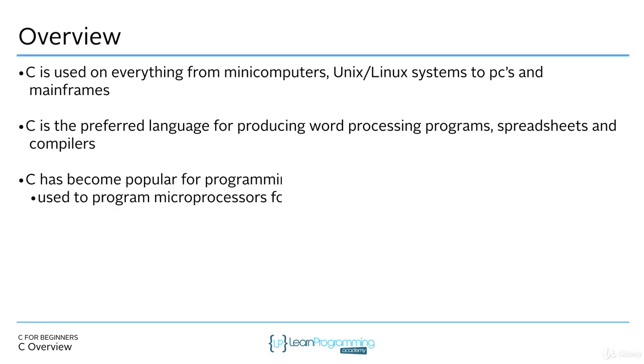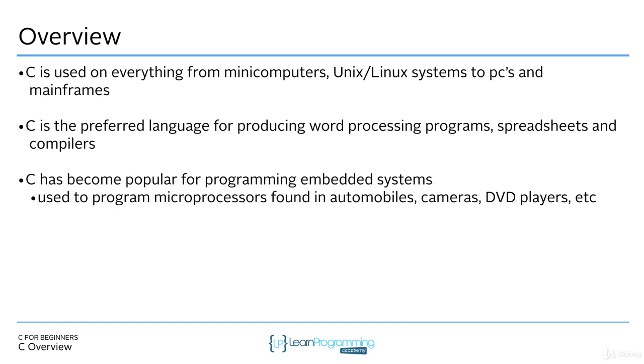Very nice. It has become very popular for programming embedded systems. Embedded systems are things like microprocessors found in automobiles, cameras, DVD players. Embedded usually implies the program has to be efficient. It's running on not as much memory, not as much high-level hardware. So with embedded, you also think of real-time programming. And C has become quite popular in that area because it is so efficient.